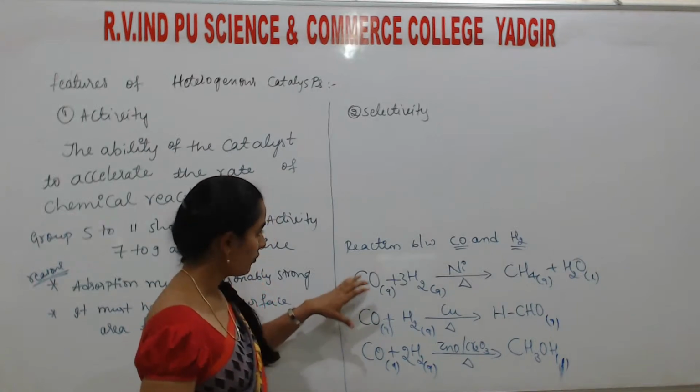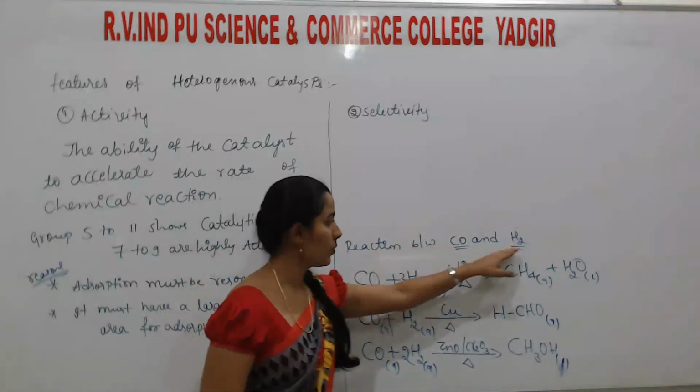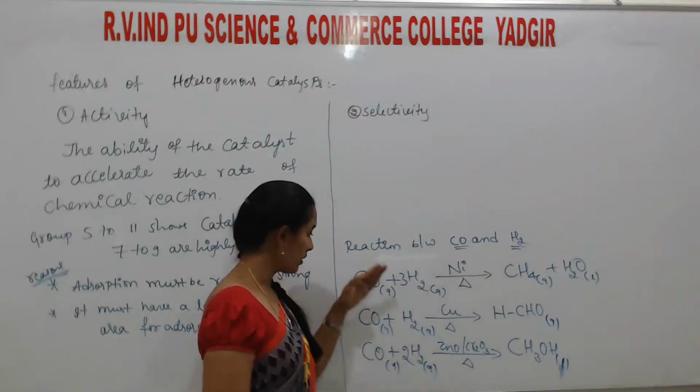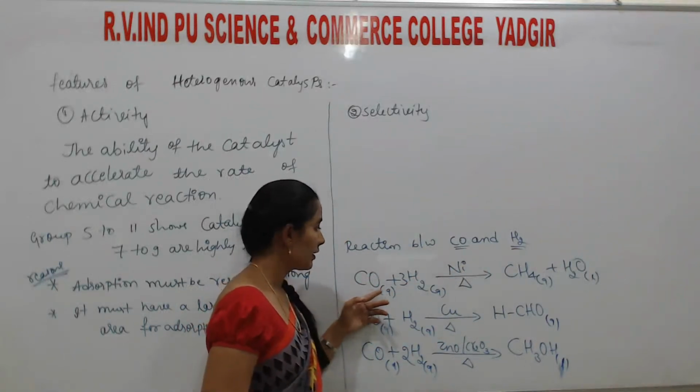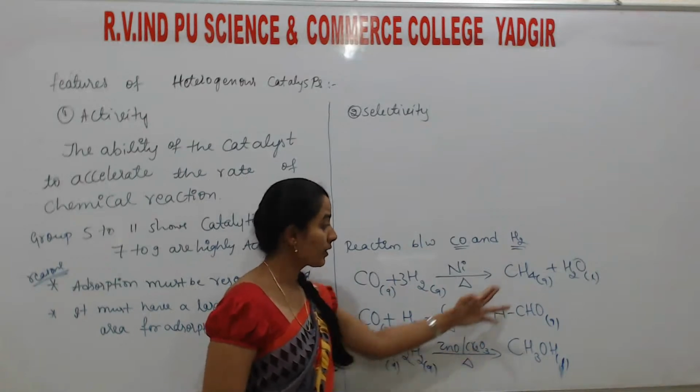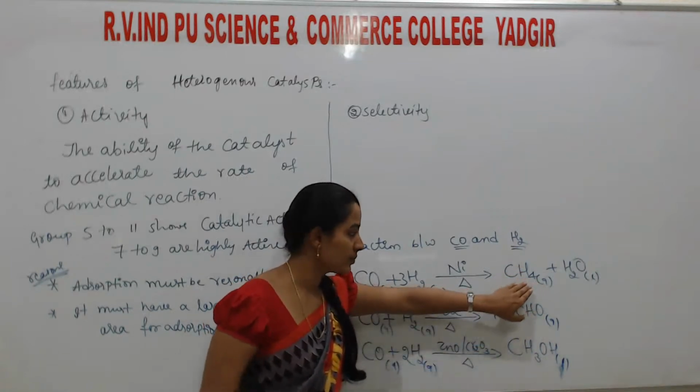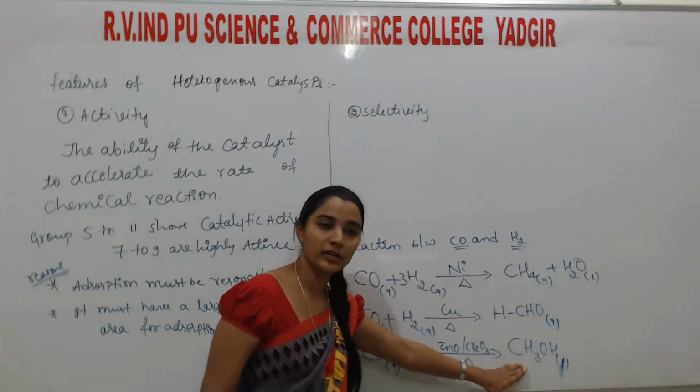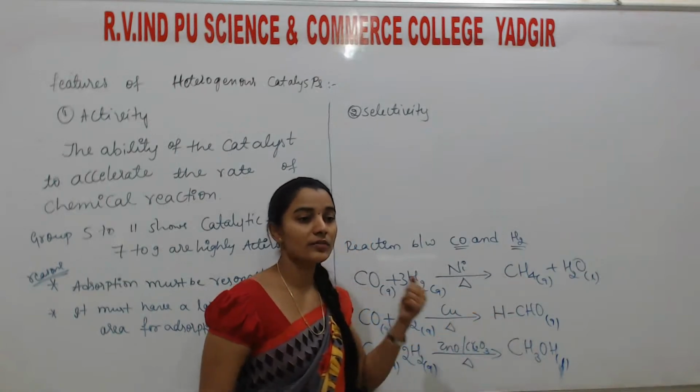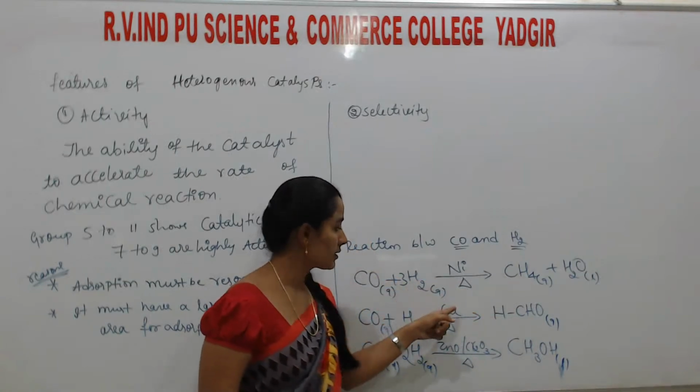Understand? From this reaction between CO and H2, three reactions are there. In all three reactions, the reactant molecule is the same, but the product obtained is different. Here it is methane, here it is aldehyde, here it is alcohol. What is the reason for that? This catalyst.